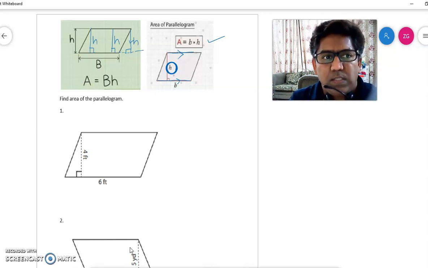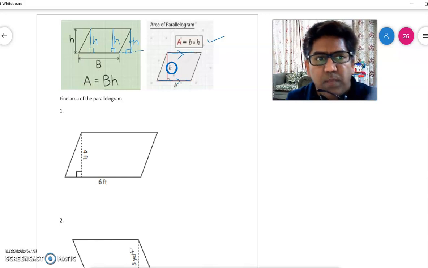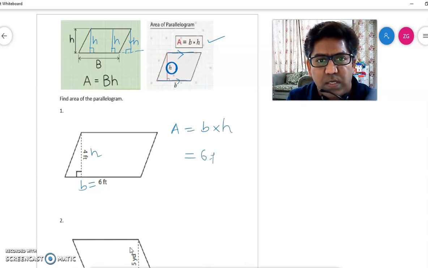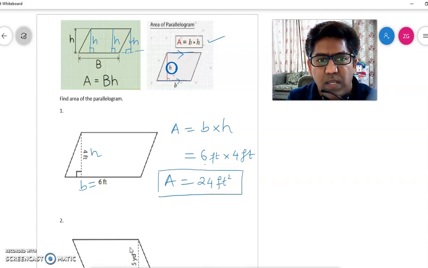So let's do some examples. Question is find the area of the parallelogram. You can see here the base of the parallelogram is 6, height of the parallelogram is 4. So area of parallelogram formula is base times height. Base is 6 feet and height is 4 feet, and so area will be 6 times 4 is 24, and feet times feet is square feet, and we know whenever the unit is squared, it means it is representing the area.